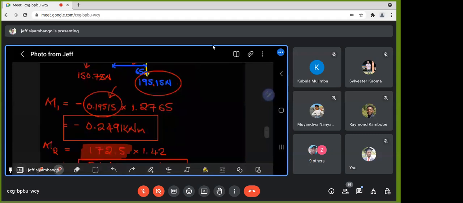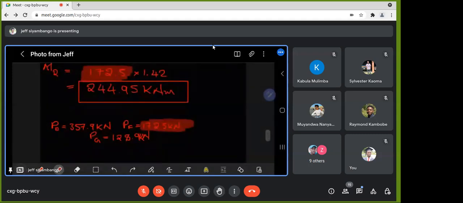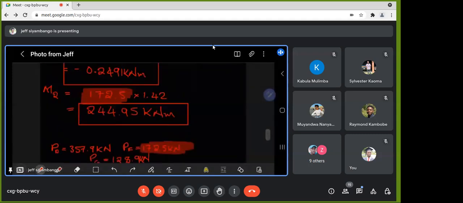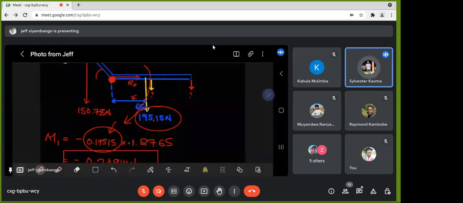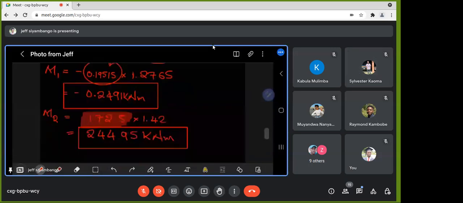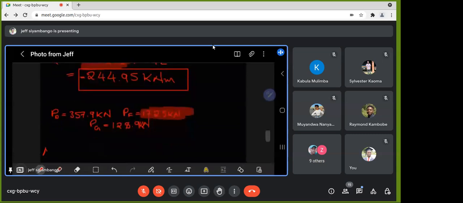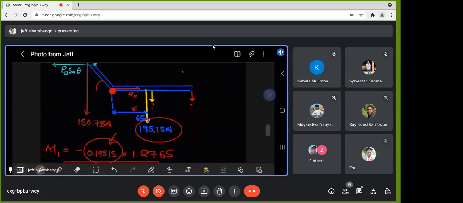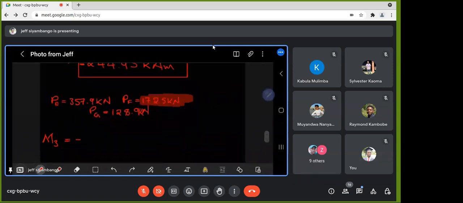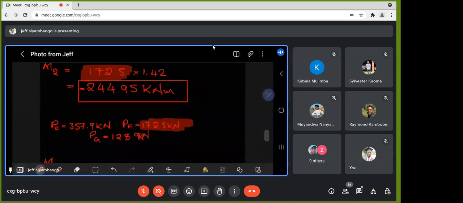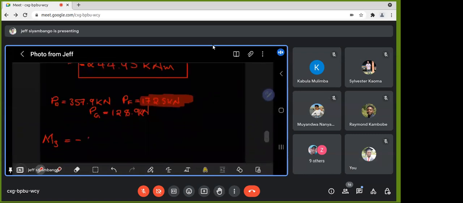Okay, so one last thing here. Do you see that M2 as well will be clockwise? This will also be clockwise, implying that it will also be negative. Let's go to M3. I'll take M3 to be the moment due to this one. Again, this will also be clockwise, so it will also be negative. The force there is PG, so that it's already in kilonewtons, so use it as is.